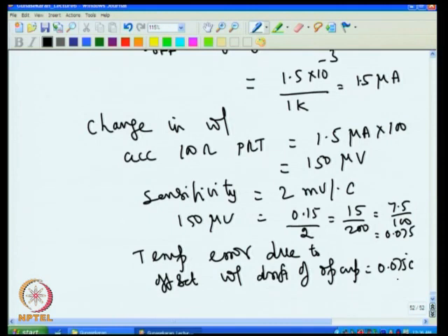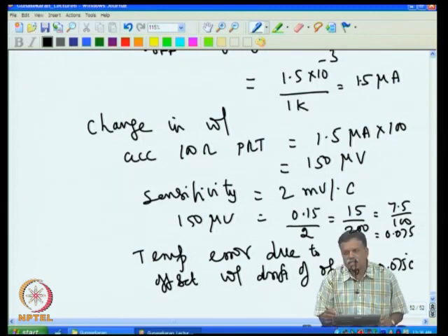The reason is that we had used a 5 volt Zener reference. So when you compare to 5 volt, a 1.5 millivolt drift in offset is very small, because 5 volt is our reference, and if we compare 5 volt and 1.5 millivolt, the ratio is very large. That is why we got a very low drift due to offset voltage drift. So one can use 741 itself for this temperature measurement.